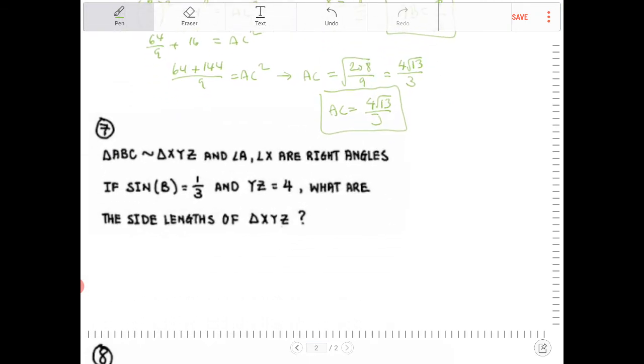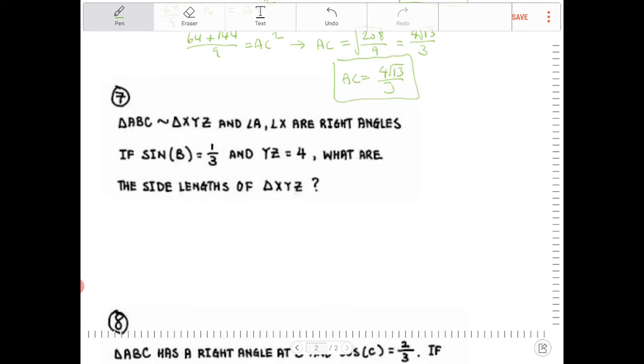Okay, question 7. Triangle ABC is similar to triangle XYZ, and angle A and angle X are right angles. So I'm going to draw that situation. So A, B, C, and X, Y, Z, they are similar. A and X are right angles. Sine of B is equal to 1/3. YZ is equal to 4. What are the side lengths of XYZ?